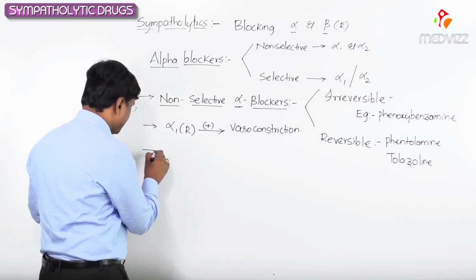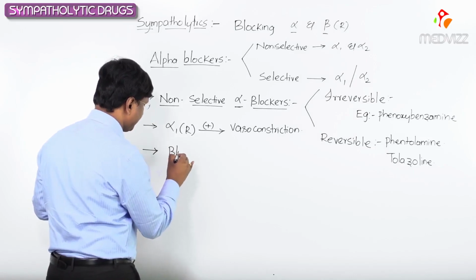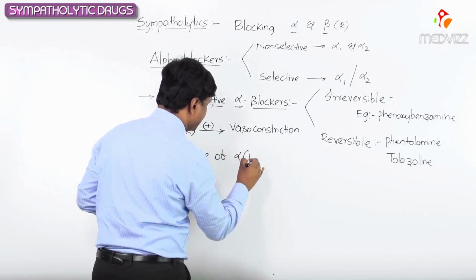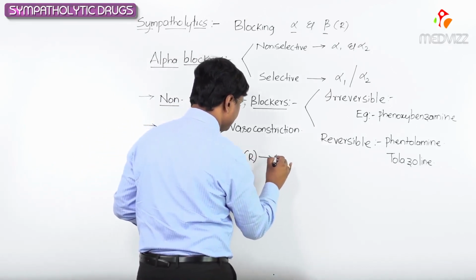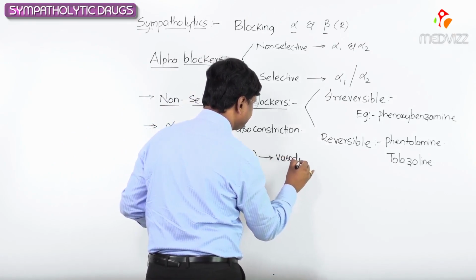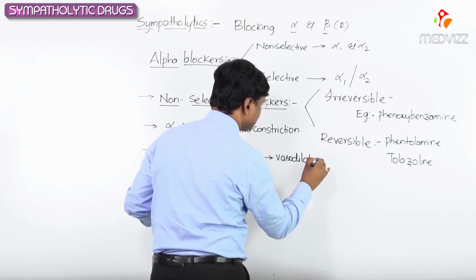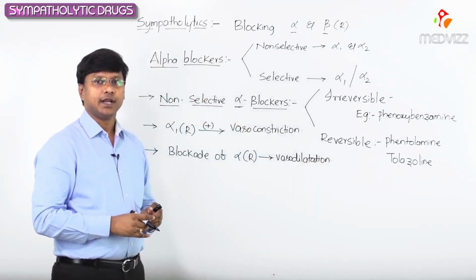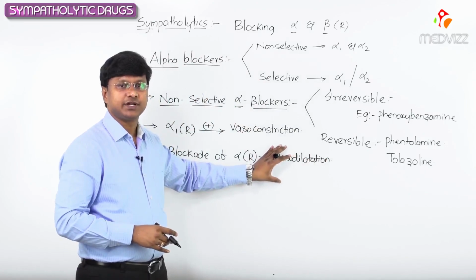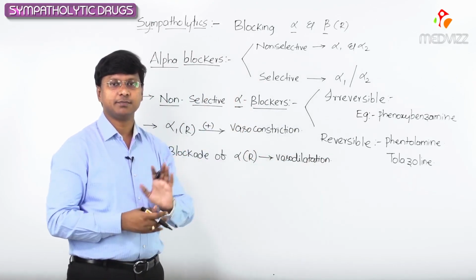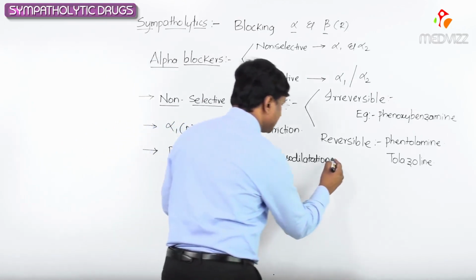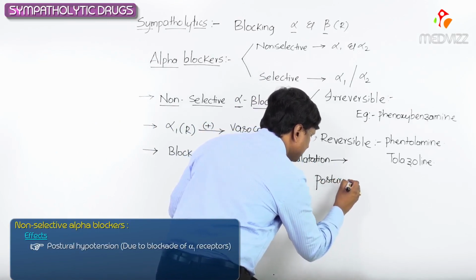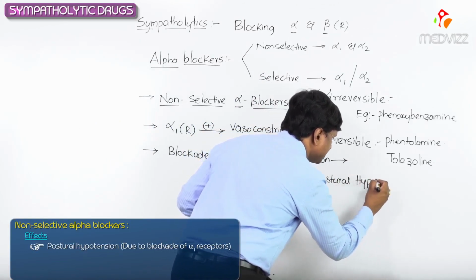So remember a point here: blockade of alpha receptors results in vasodilatation. Because of this vasodilatation, the blood pressure of the individual may fall, resulting in what is called postural hypotension. So remember, these drugs will cause postural hypotension.